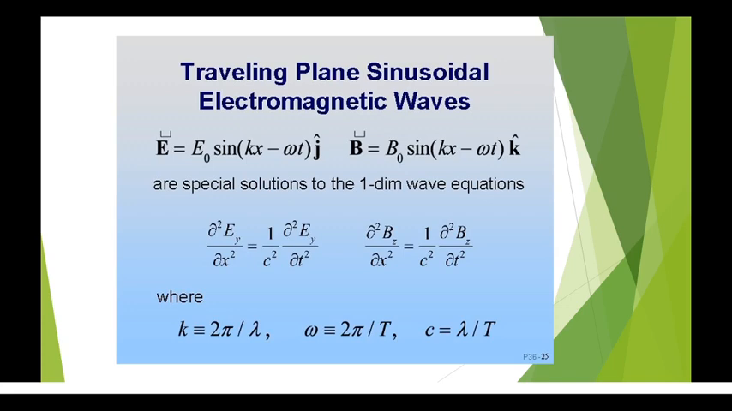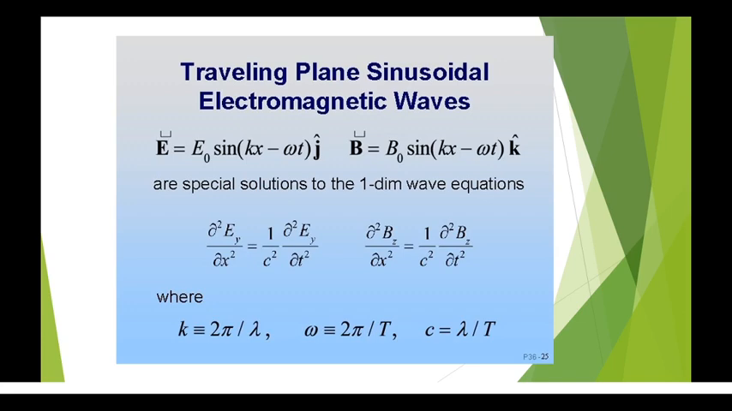Here the wave is traveling along the positive x direction. So the electric field E is in the y direction and the magnetic field B is in the z direction. So both electric field and magnetic field are perpendicular to the direction of propagation of the wave. Here the wave is propagating along x direction.